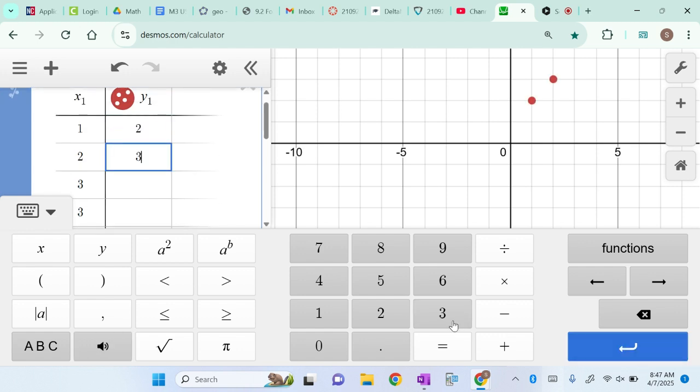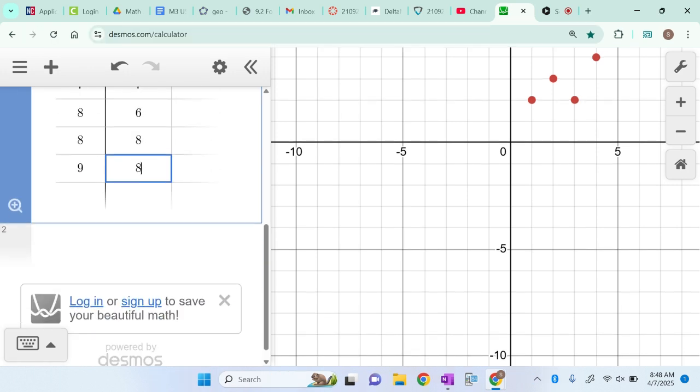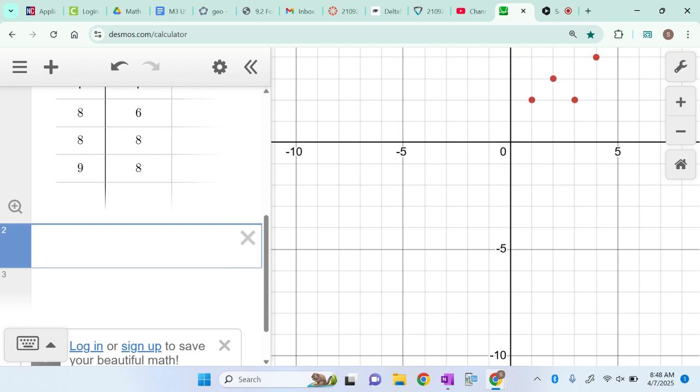And then I'm going to type in the actuals that we had. So 2, 3, 2, 5, 4, 6, 5, 7, 7, 6, 8, and 8. All right. Now, who remembers what I type in to get a linear regression? What do I type in to activate the linear regression? So, review from last week. What do I type in?